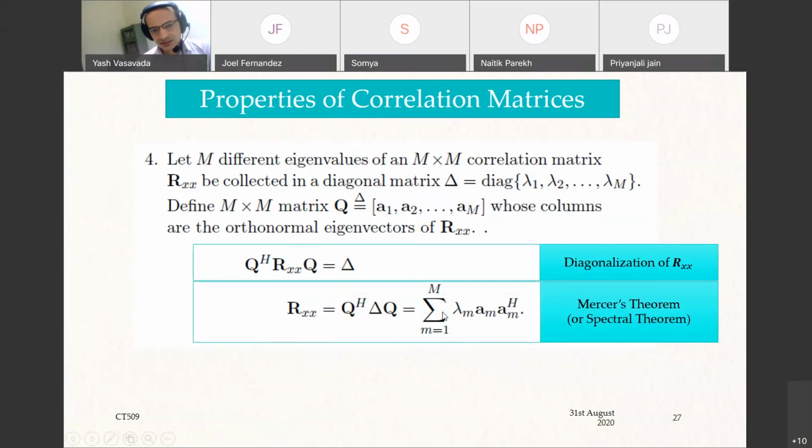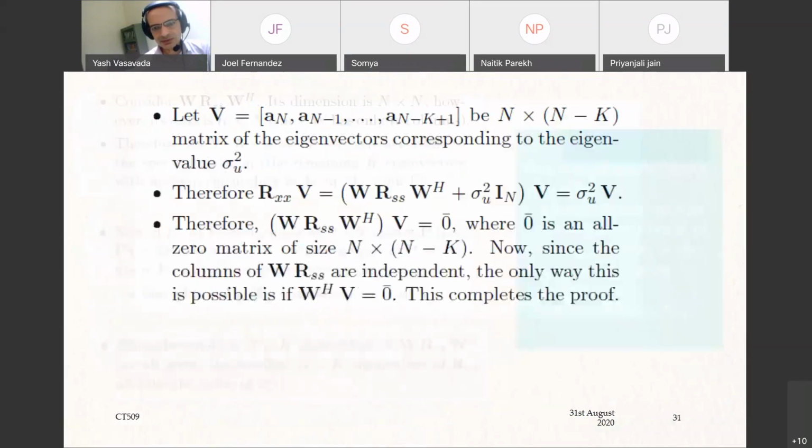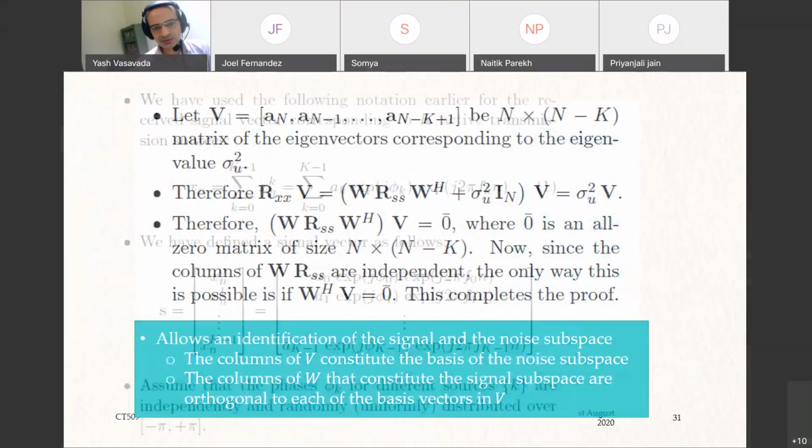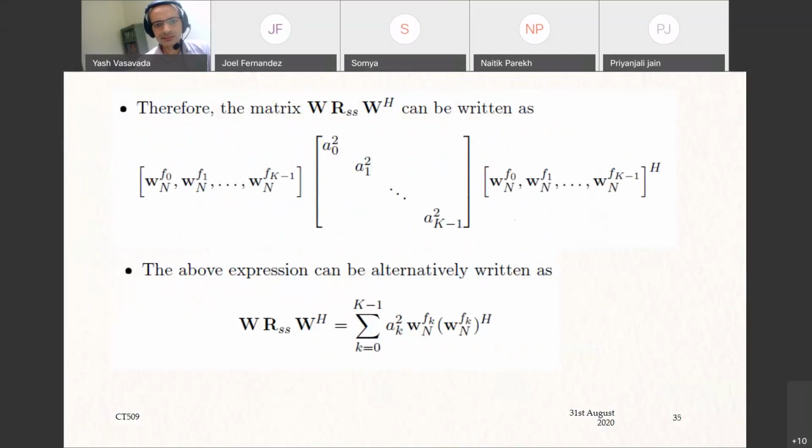The mathematical identity is exactly equivalent. Once you do this, you will also appreciate the spectral theorem or Mercer's theorem. Fine. So what we have done is we have taken this matrix and simplified it to this particular form. Remember, the way we are able to do it is because we have assumed that this RSS can be written like this diagonal matrix. If this was not diagonal, then this wouldn't apply.